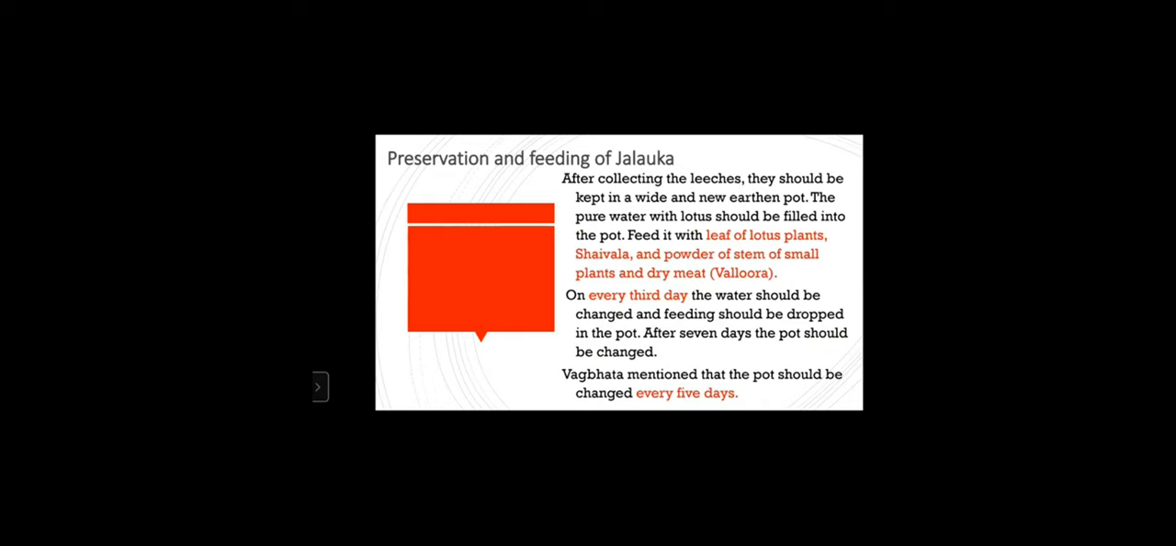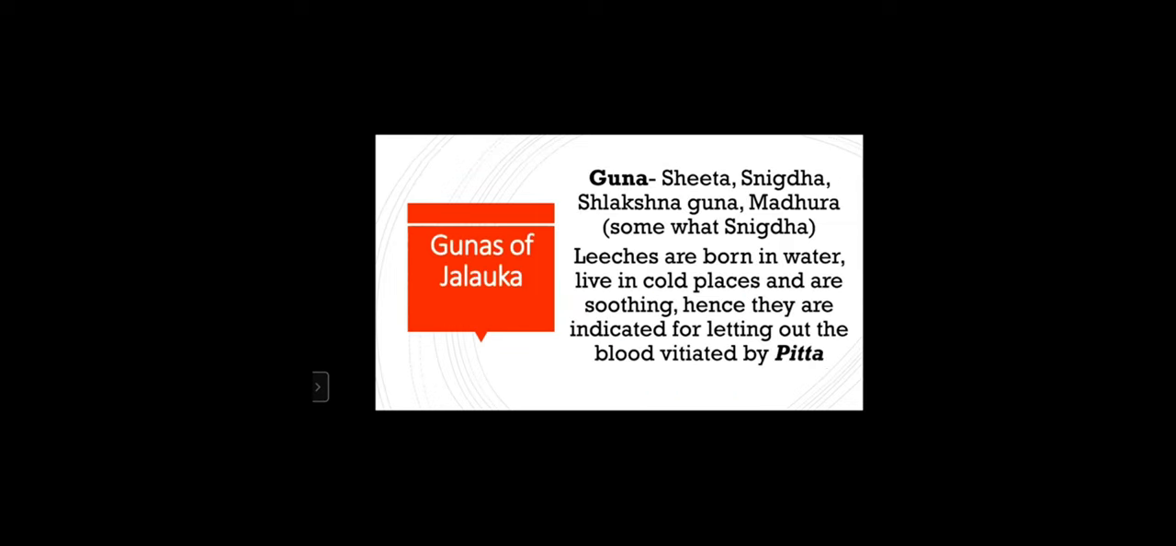After collecting, they should be kept in a new earthen pot. We have to cover it with a small cloth, with a small opening for air circulation. Nowadays a special aquarium has been made for this. Then feeding should be with the leaves of the lotus plant, shaiwala, and even dried meats, valura, are also given. Then every third day we have to change the water. According to Bhagavata, it is every 5 days.